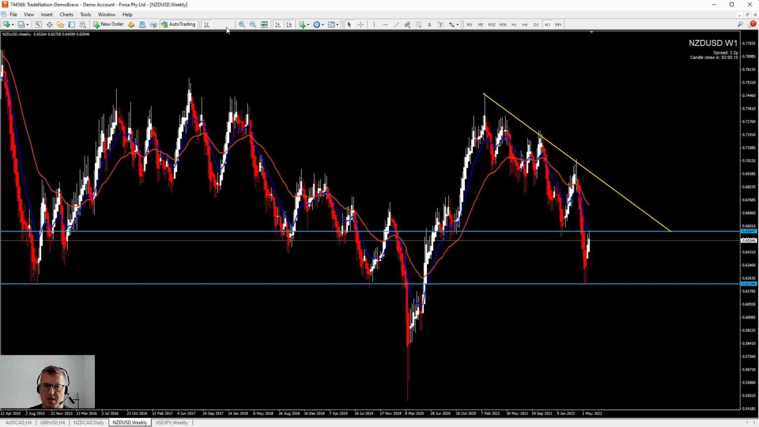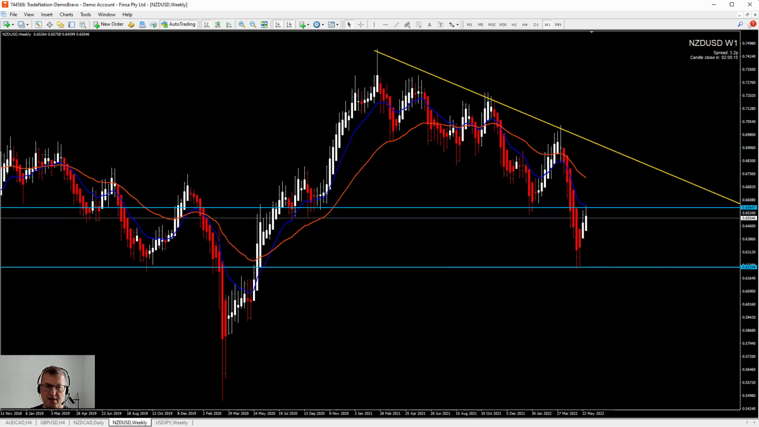Okay. But right now it's simple. Yes. If price bounces here, we can expect short entries to this level. If price breaks this, we can expect retracement to the 36 and then to this trend line.